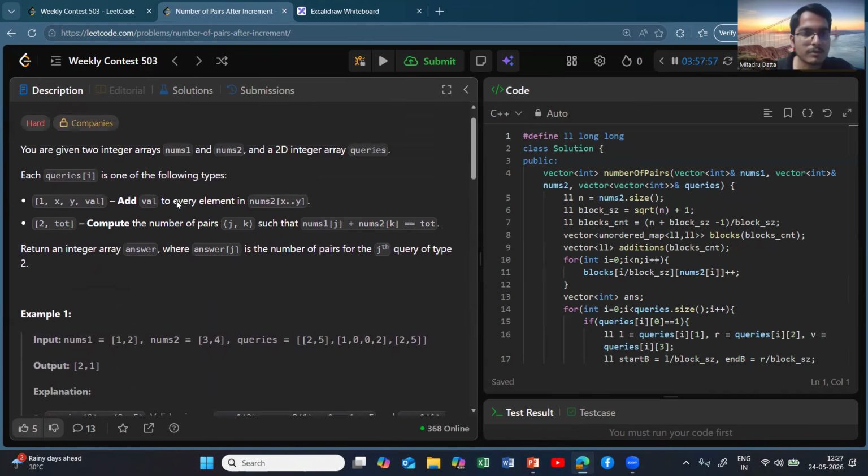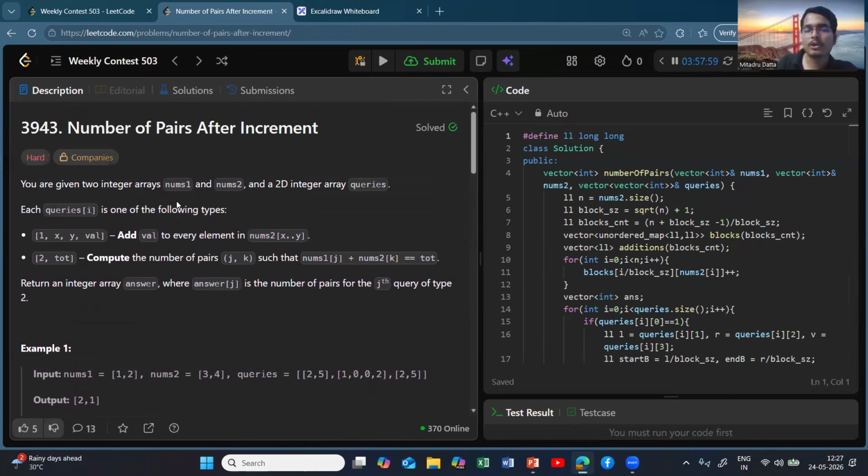So every time in a query, you cannot just iterate through the array and check the frequency of all the numbers and then tell the number of pairs where nums1[j] plus nums2[k] is equal to total. So you cannot do this. But one thing you can obviously do is that since nums1 is a very small array, only a 5 length array, you can take every possible pair of j and try to calculate k in a very small amount of time.